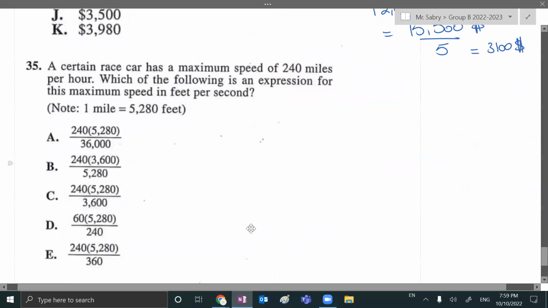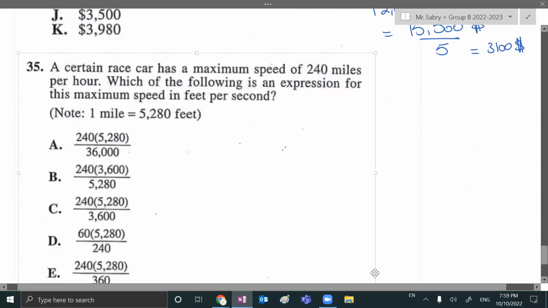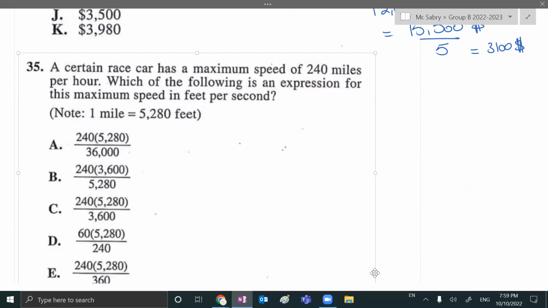Now moving to 35. Stay with me so that I can open the other meeting until you, while you're here. I'll get them in and so on.